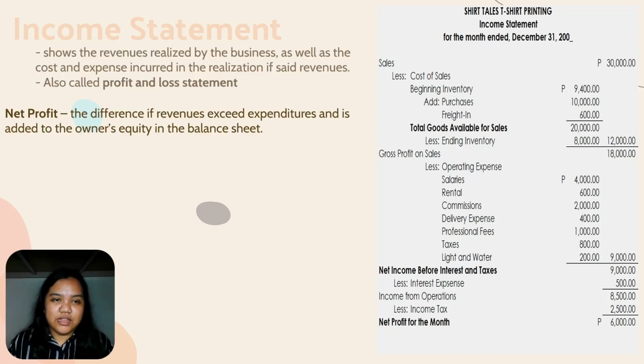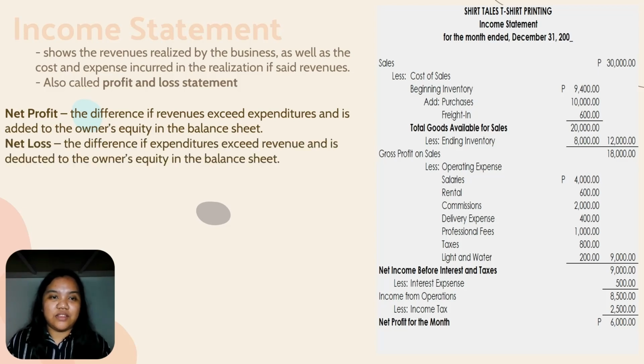Next, when you say net profit, it is the difference if the revenue exceeds expenditure. So you have a big profit, a big sales and revenue, and small expenses. You will see there that you earned. Your revenue is added to your owner's equity. When you say net loss, it is the difference if the expenditure exceeds current revenue and is deducted to the owner's equity in the balance sheet. If you earned, it adds. If you lost, assets get taken away, so you withdraw to make up for it.